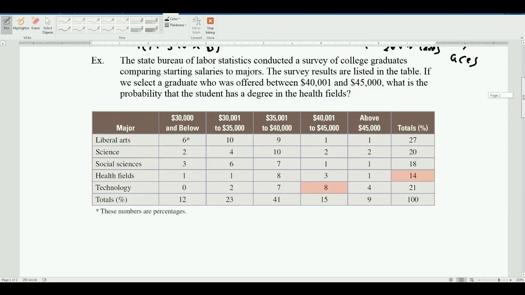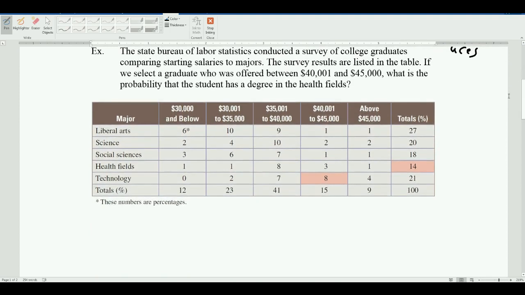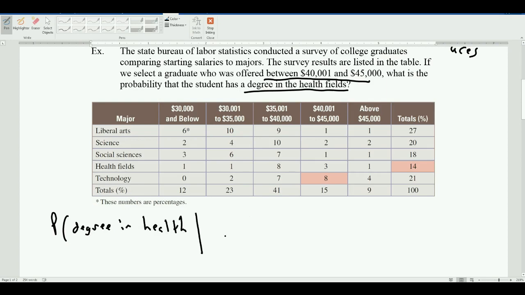Maybe as we do more examples, it'll make a little bit more sense. A lot of times, the formulas in this section you really don't have to use. You just gotta know what they mean. This is probability of A given B. The key word is given. So like on this example, it says if we select a graduate who was offered between $40,001 and $45,000, what is the probability the student has a degree in the health fields? So basically we're finding the probability a student has a degree in health, given offered between $40,001 and $45,000.